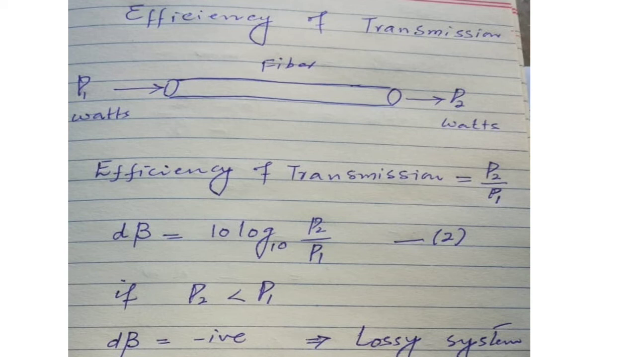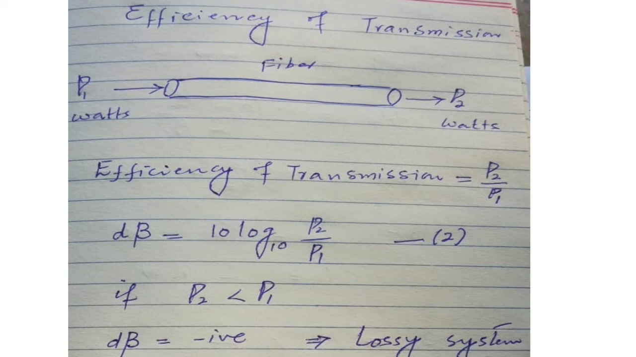We consider a communication link which is made of fiber, as shown in the figure. The input power is P1 watt. The output power is P2 watts. As the signal travels along this fiber, the energy of the signal, or the power of the signal, will decrease, and this phenomenon is known as attenuation. So P1 is the input power and P2 is the output power, and definitely P2 will be less than P1 because of the attenuation. So P2 will be less than P1.